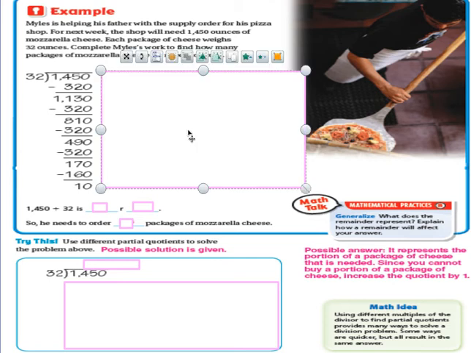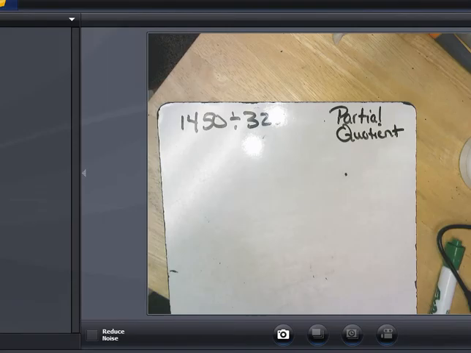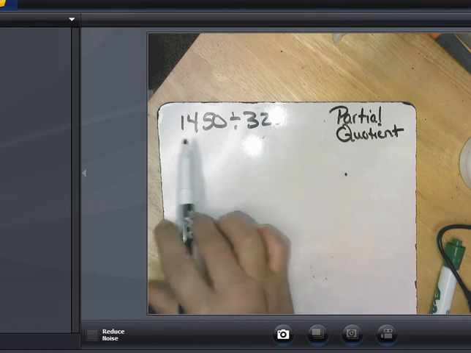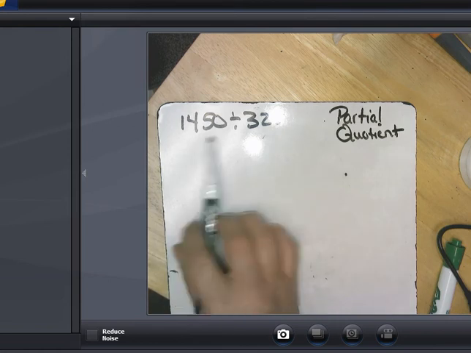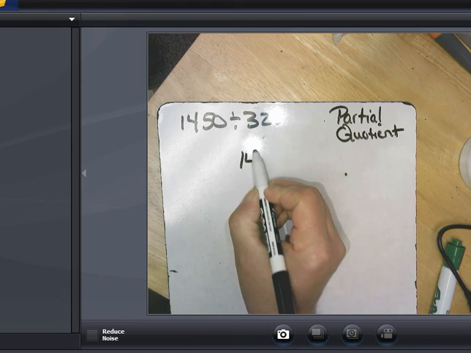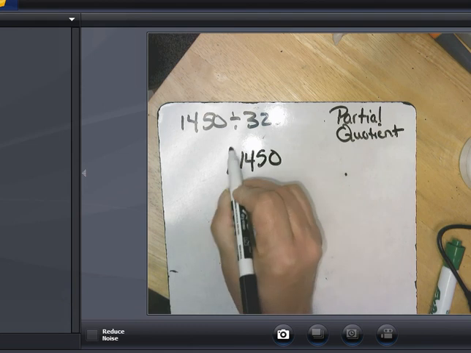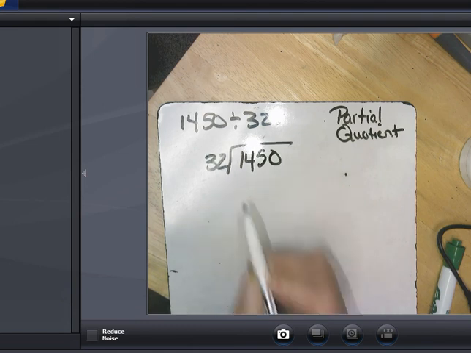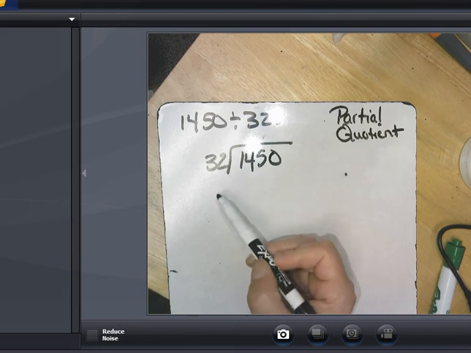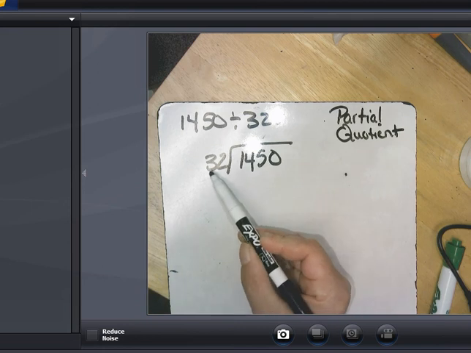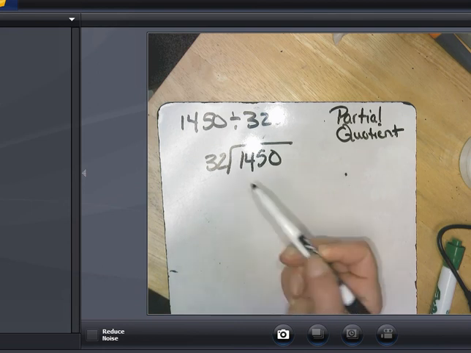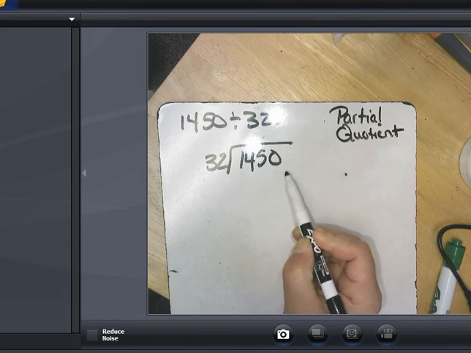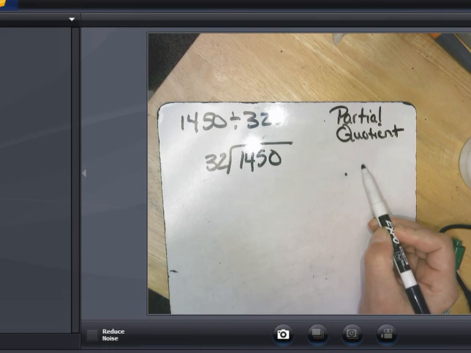So let's look at this, and I prefer you do it on a whiteboard. We're going to flip over to my whiteboard, and I wrote the problem. Here's my dividend. Here's my divisor. I'm going to put my dividend inside the house and my divisor on the outside. So I'm going to start with, instead of doing 32 times 10, that's 320, could I do it times 100? Well, 32 times 100 is 3,200.